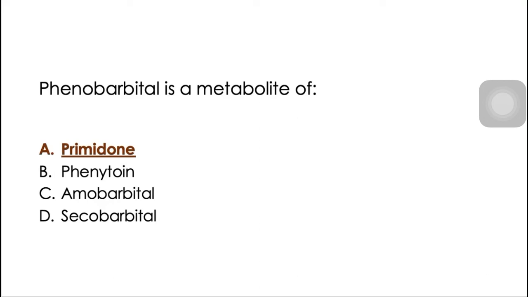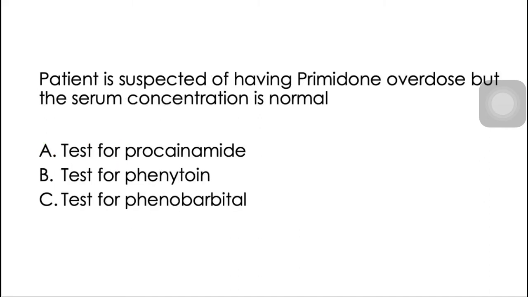Okay? So those are our questions earlier, no? Next, patient is suspected of having primidone overdose, but the serum concentration is normal. So we test for the metabolite. No? So for primidone, we have your phenobarbital. So we have letter C, test for phenobarbital. Okay? So if we are asked again, phenobarbital is a metabolite of primidone. Okay? So in case of primidone overdose, we can test for the phenobarbital.